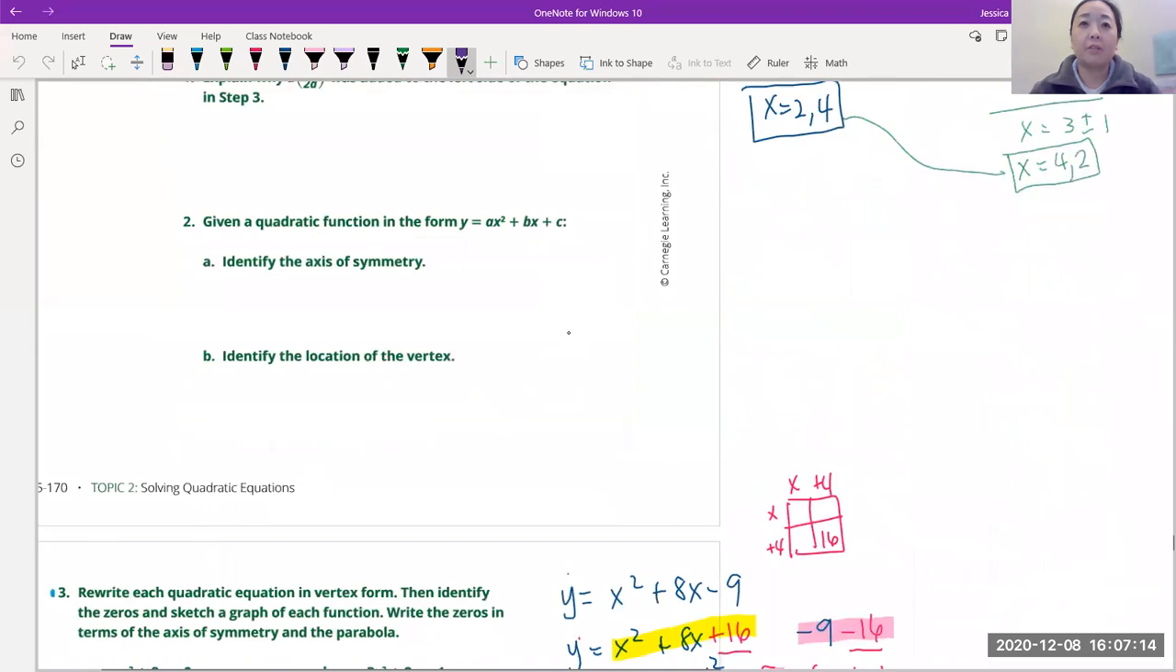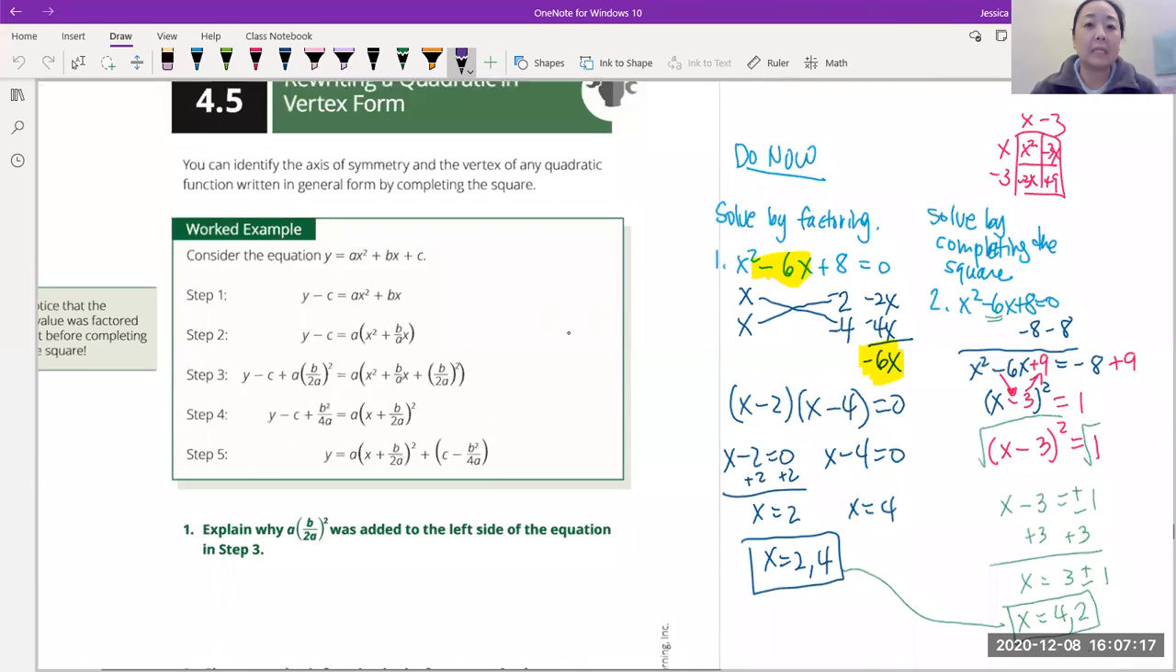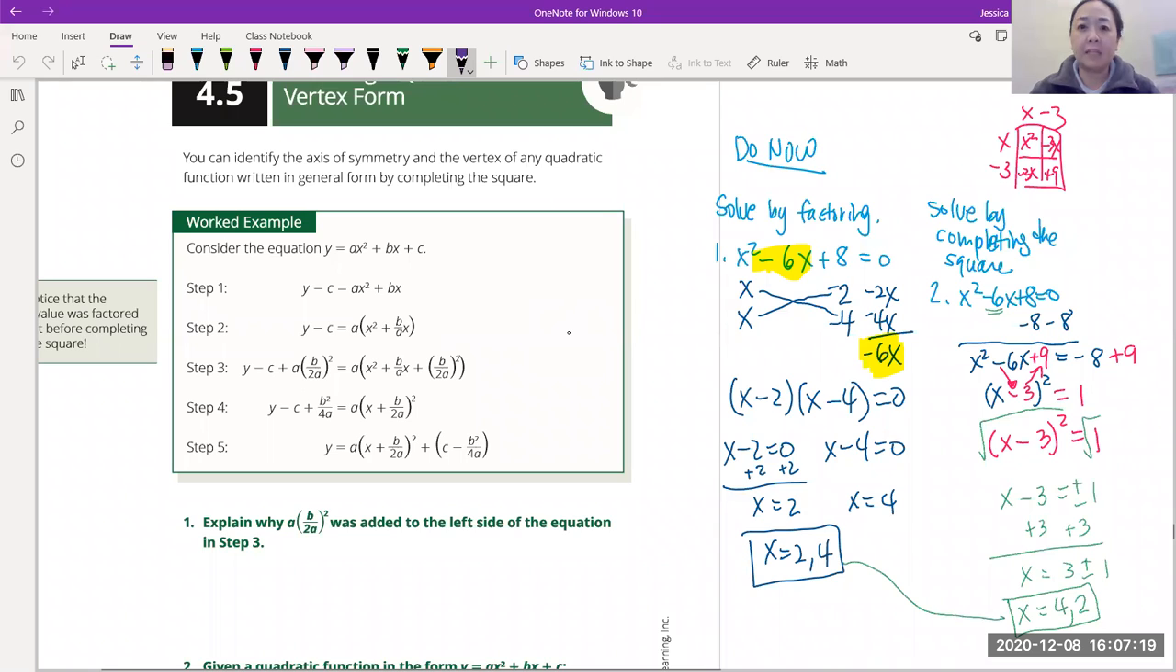We are going to be finishing up this missing link today. We're finally going to be learning how to convert standard form to vertex form and diving a little bit into the quadratic formula. So this was our do now for today. We're using the exact same equation to solve for x. The first one we're going to solve by factoring, and the second one we're going to solve by completing the square, which you should know how to do both.